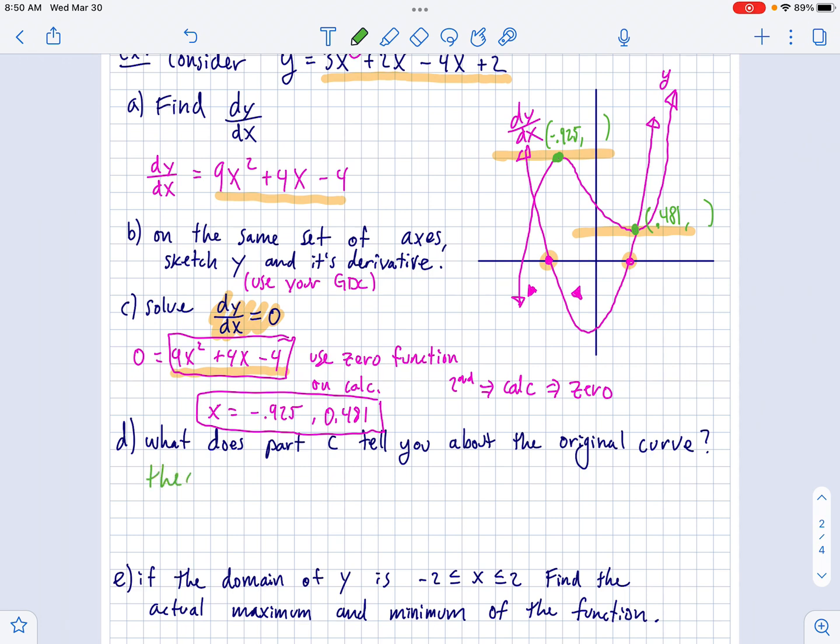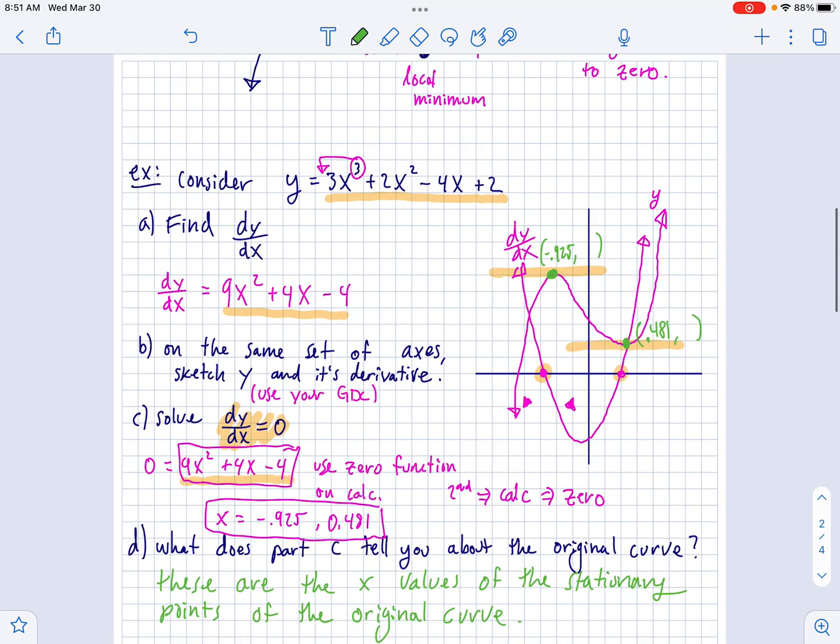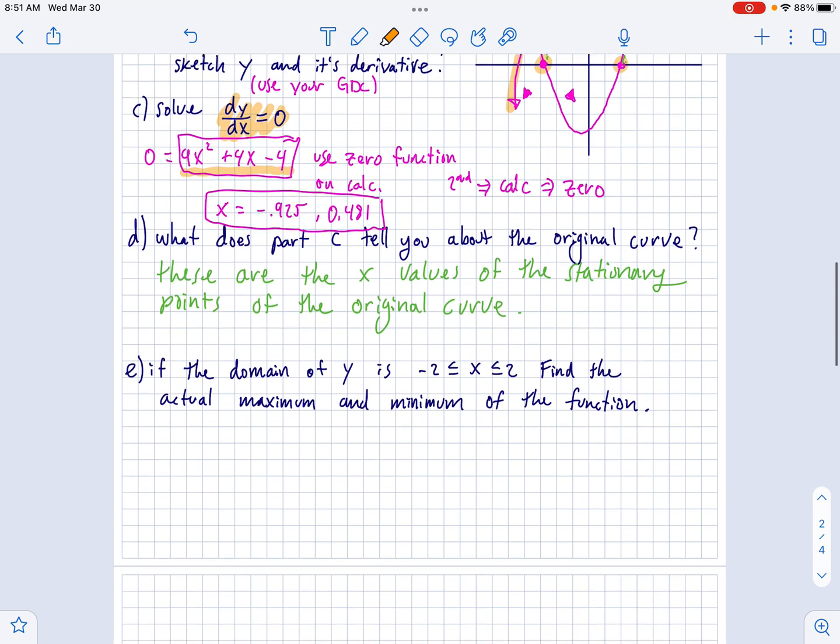Part D says, what does part C tell you about the original curve? This tells you these are the x values of the stationary points of the original curve, which you can see here that I tried to make these line up, that where the derivative crosses the x-axis are the same as the turning points on the original curve. The turning points of this guy right here.